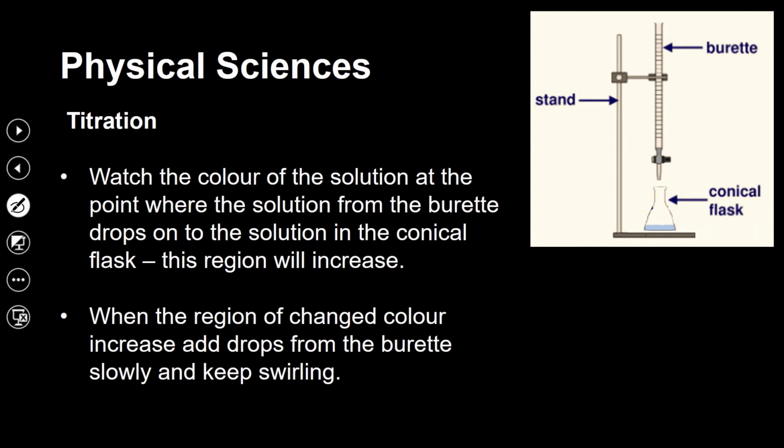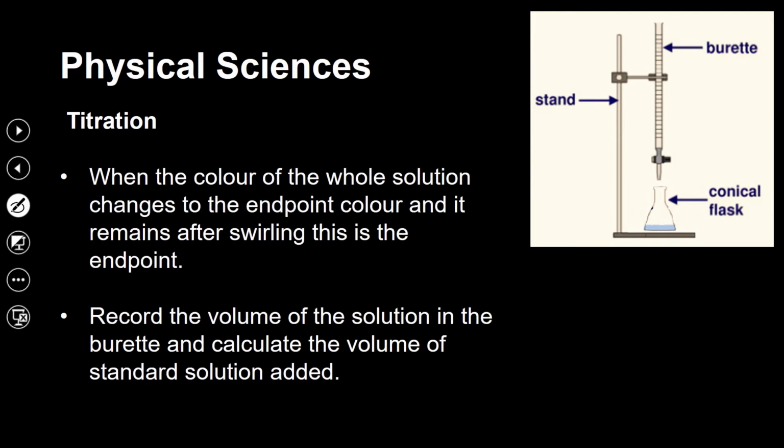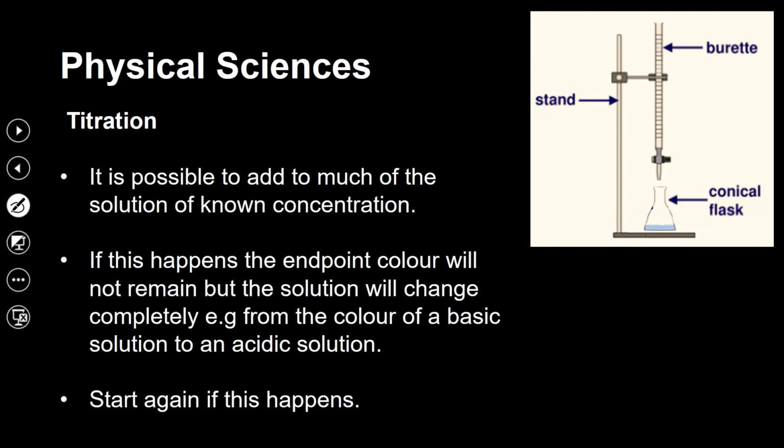Okay, so we need to also keep track of the color change. We've mentioned that, right? As we approach that endpoint, we need to release drop by drop, just in small amounts, so that we also address the issue of accuracy in terms of the volume of the standard solution. Okay, right? And then we need to record the volume of the solution in the burette, that of the standard solution, and the volume of the other substance, the one that goes into the conical flask, would have been recorded. So it's about measurement, and more measurement, right?